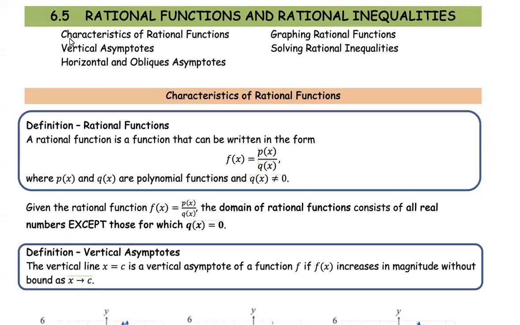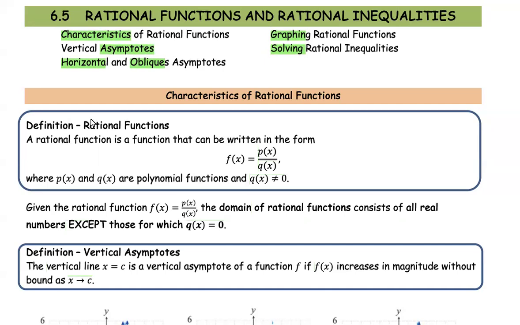Section 6.5, Rational Functions and Rational Inequalities. In this section, we are going to look at the characteristics of rational functions, vertical asymptotes, horizontal and oblique asymptotes, graphing rational functions, and solving rational inequalities. Let's look at the characteristics of the rational function.